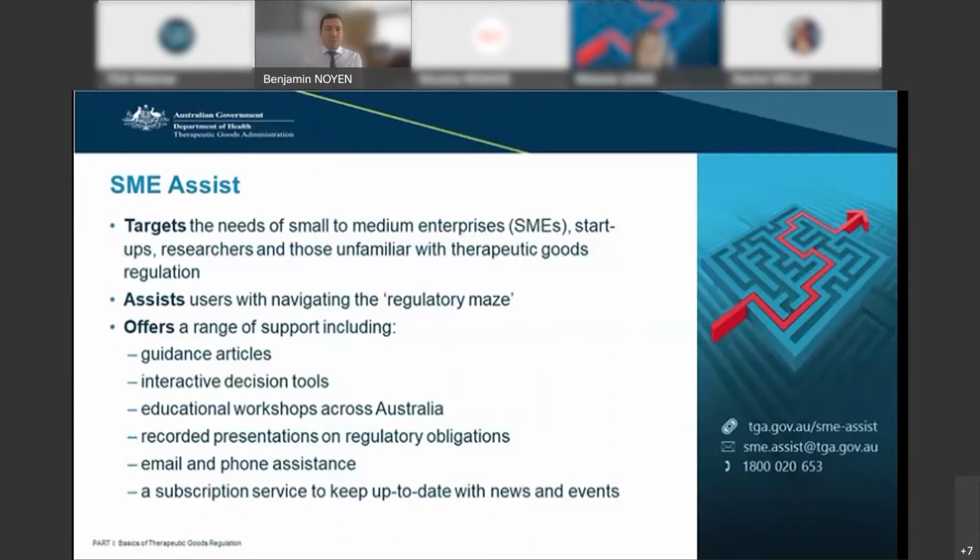We also have a range of interactive decision tools to help with decision making, including is my product a therapeutic good and what classification is my medical device, and these are just some examples. We encourage you to subscribe to our SME Assist email list to stay up to date with the latest SME information, including upcoming workshops, new guidance and webinars.